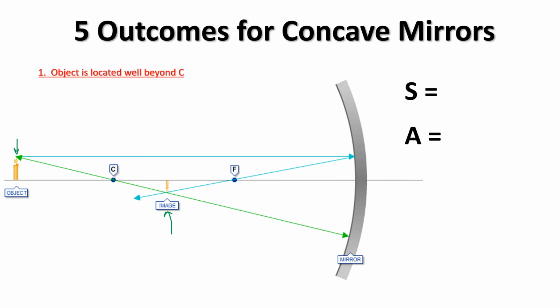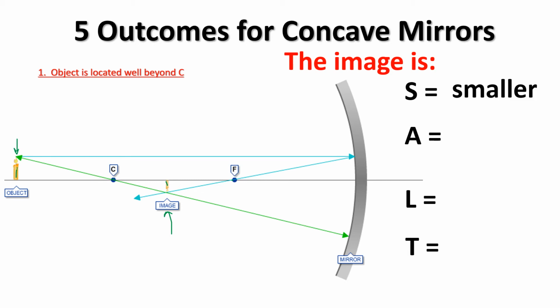So what we want to do with these things is we want to sort them. We want to talk about their size, and I'm talking about the image here. So we want to talk about the size of the image compared to the object, the attitude of the image, the location of the image compared to the object, and what type we've got formed here. So let's talk about size. Our image is way smaller than our object. So our size is smaller.